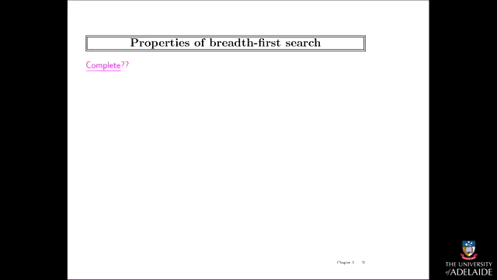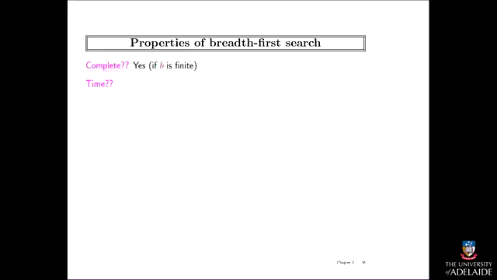Is it complete? Meaning, will we find a solution if one exists? Yes. Why? Exactly. We're guaranteed to check every possible node in breadth first search. So we will find something if it exists, if the branching factor is finite.